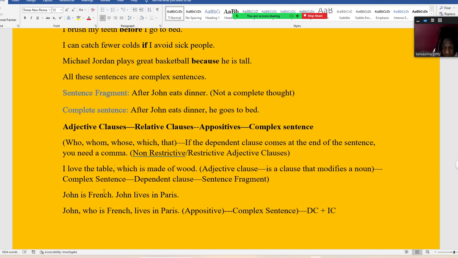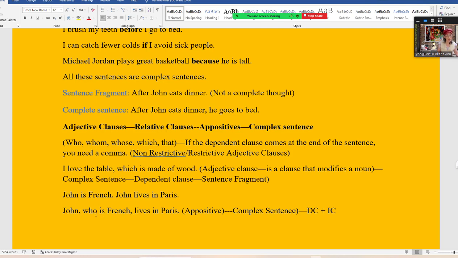And so here, John is French. John lives in Paris. If I'm in second grade or first grade and I'm a little kid, I write like that. Then when I'm older, if it's the same subject, John and John, then we can use who. Who is always used with people. So, "John, who is French, lives in Paris." Notice how this whole clause, "who is French," is an adjective clause because it modifies a noun, John. The entire clause, and that's why you have comma and comma.